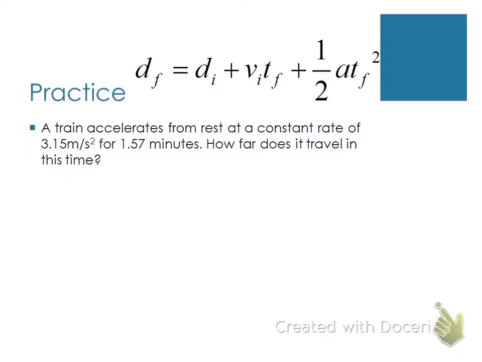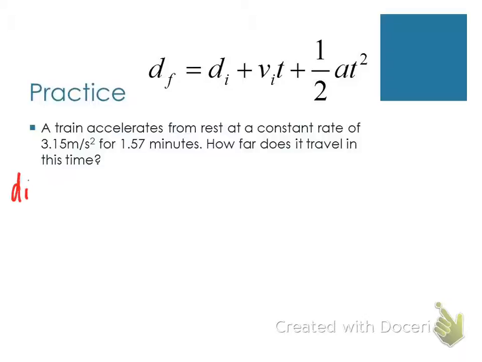Okay, a train accelerates from rest at a constant rate of 3.15 meters per second squared for 1.57 minutes. How far does it travel in this time? Okay, so get written down what you need to, and then we will work through this together. Good? Yeah, good. Initial displacement is 0.